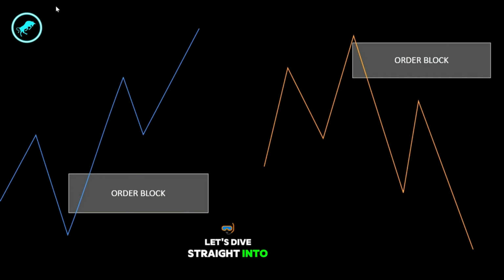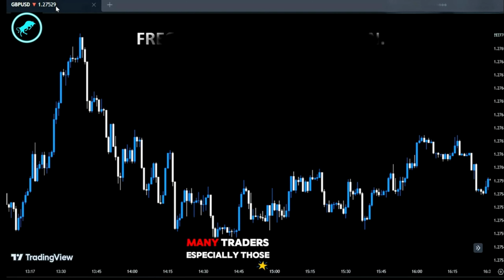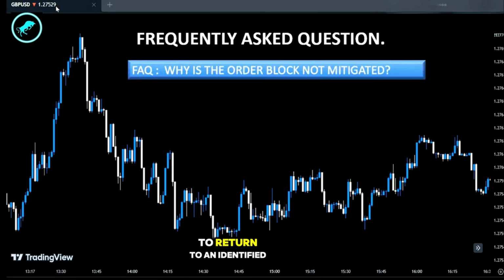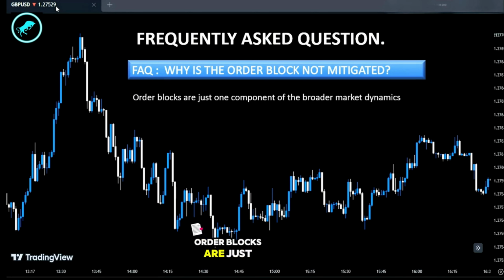Let's dive straight into today's topic. Many traders, especially those new to the concept of order blocks, find themselves puzzled when the price fails to return to an identified order block, even when the market moves in the anticipated direction. This situation can be disheartening, especially if you've spent considerable time honing your skills in spotting these blocks. However, the reality is that order blocks are just one component of the broader market dynamic.